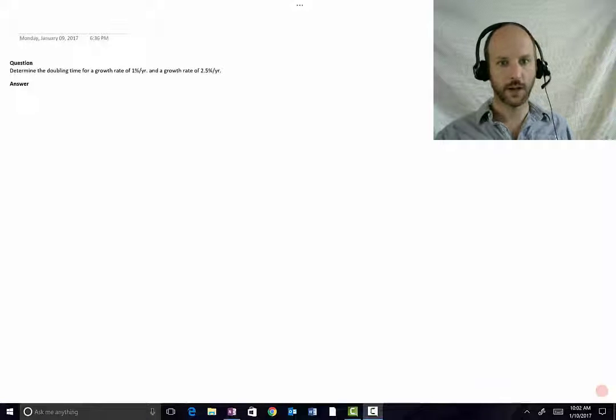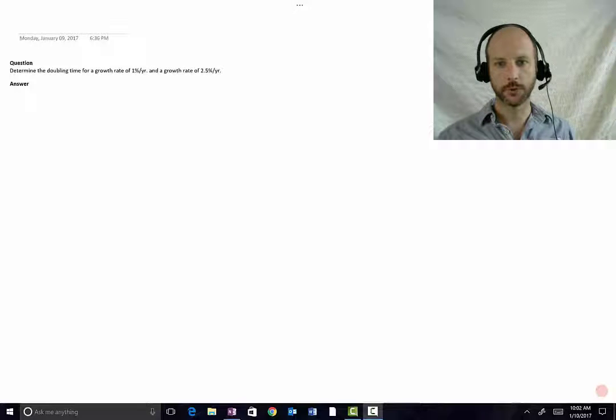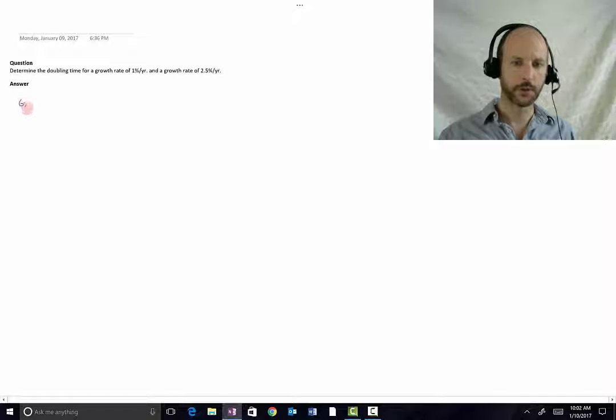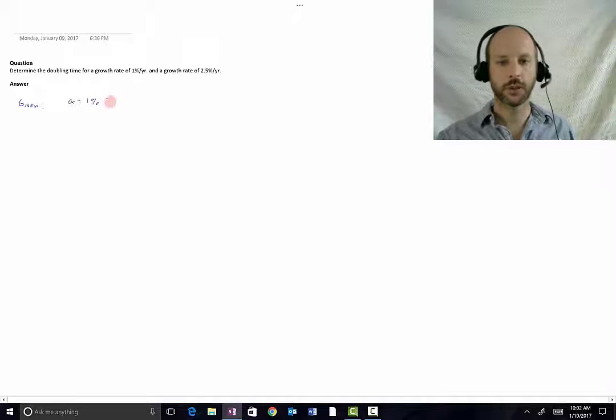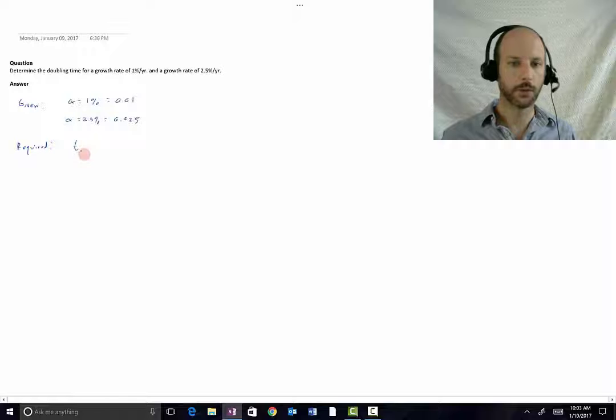Example 1.3.5, determine the doubling time for a growth rate of 1% per year and a growth rate of 2.5% per year. It was stated in the text that this is going to be for a continuous growth rate. So we were given the two growth rates of alpha equals 1% and alpha equals 2.5%. Normally we write growth rates as decimals, so 1 divided by 100 is 0.01 and 2.5 divided by 100 is 0.025. Those are the two givens, and we are being asked to find, well, what was the doubling time?